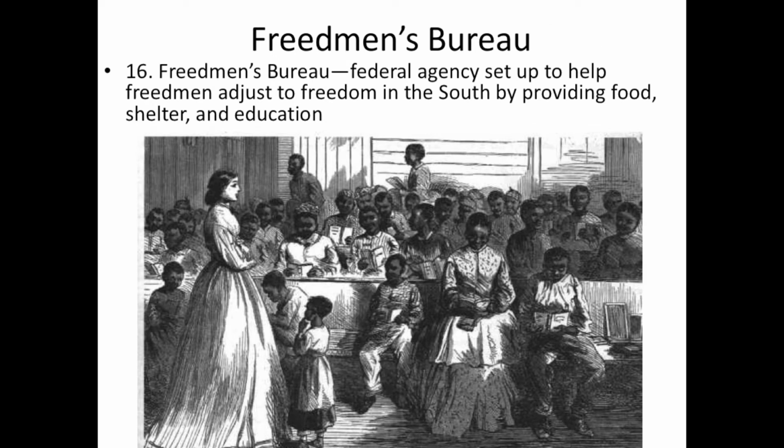Something that the radical Republicans are going to help pass is the Freedmen's Bureau. The Freedmen's Bureau is a federal agency, so that means that it gets funding from the federal government. What the Freedmen's Bureau is going to do is go into the South and help the ex-slaves adjust to their freedom. So, think about it.